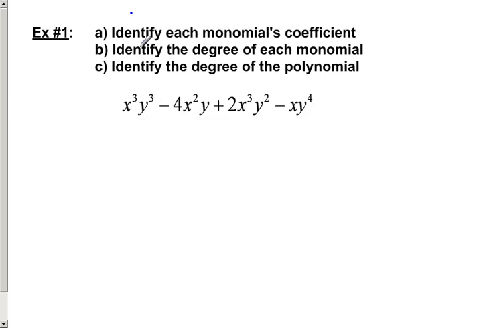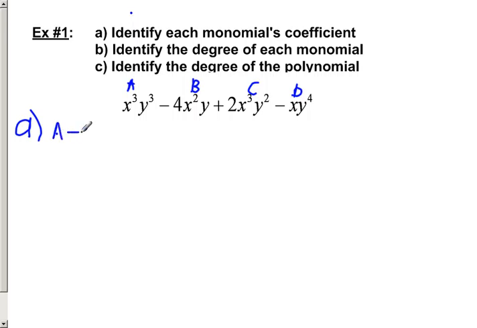The first part here, part A, says identify each monomial's coefficient. So the first thing I want to do is figure out how many monomials I have here. And remember, monomials are separated by minus and plus signs. So the first one I have is right here. I'm going to call this one monomial A. This one is monomial B. This one is monomial C. And this one is monomial D. So I have four of them here. And I'll use that notation A, B, C, D as I'm going through.